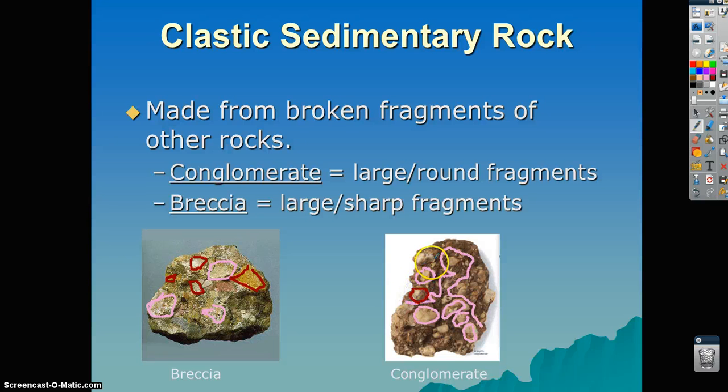So these would be like pebbles that you find in a stream or a river where they've been tumbling down the river for so long. They look almost like peanuts that have been stuck together. So if they're rounded, then it's conglomerate, and if they are shaped kind of jagged with points, then it's breccia.